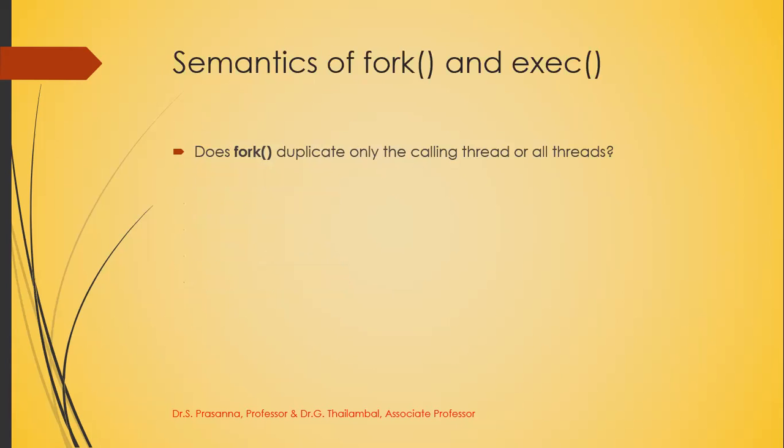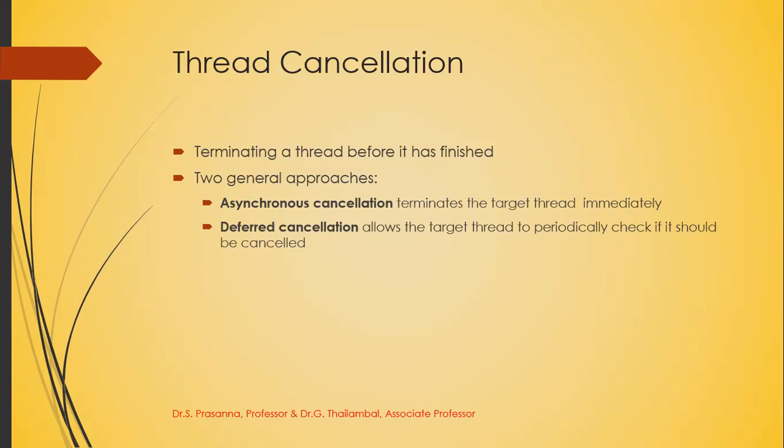Semantics of fork and execute. Does fork duplicate only the calling thread or all the threads? Fork is a command used in Unix for executing a subprocess. Whenever more than one thread is executing at the same time, all the threads will have a subfunction. So do we need to make a duplicate copy of the fork function for executing all the threads?